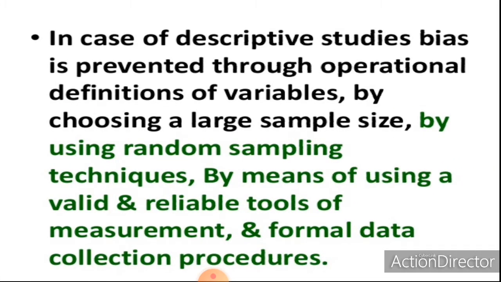A descriptive study uses several methods to prevent bias. Some of them are selecting a large sample size, using random sampling technique, using valid and reliable tools of measurement and taking a formal data collection procedure. So, these are the main features of descriptive research design.